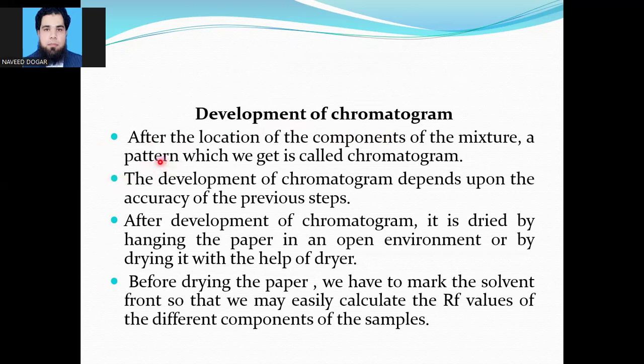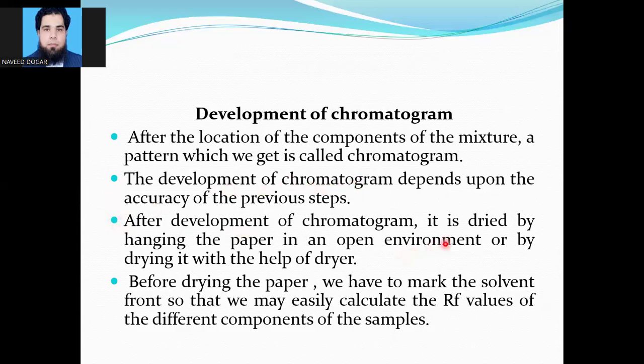What is the process of development of the chromatogram? As I told you, the paper is hung in the chromatographic tank and the solvent moves up to 75% of the total length of the paper. After that, the paper is drawn out of the chromatographic tank, and the important thing is to locate the components of the mixture. After locating the components, we get a pattern which is called a chromatogram. The development of the chromatogram depends upon the accuracy of the previous steps. If we have chosen the best solvents, applied the sample properly, given the time properly, and hung the paper properly, we can develop a better chromatogram.